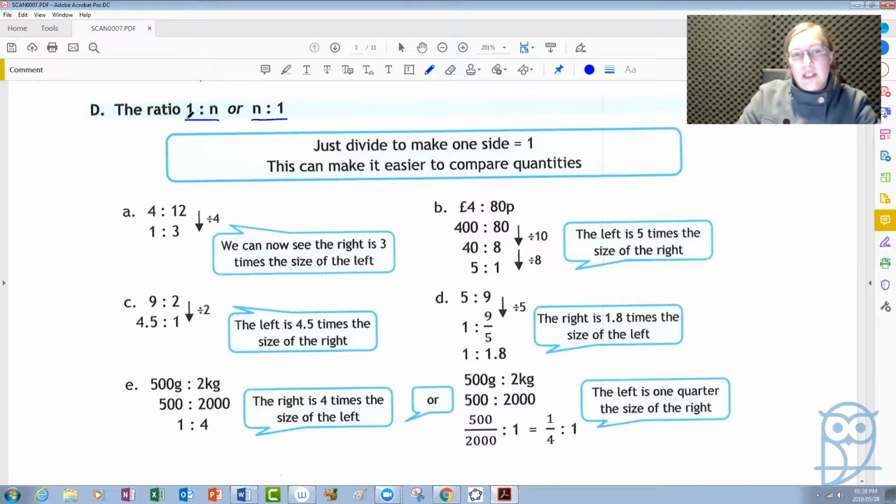We use this specific thing if we want to compare quantities because it makes it a lot easier. Say if you want to compare the amount of flour and butter in a recipe, then you can divide it out until you've got both of them compared to the same thing, and then you can very easily see which one you have more of.